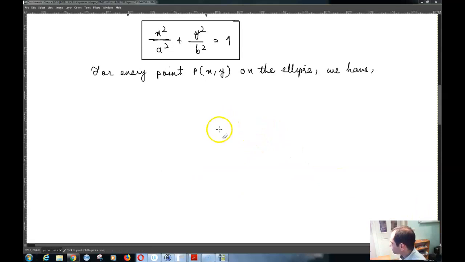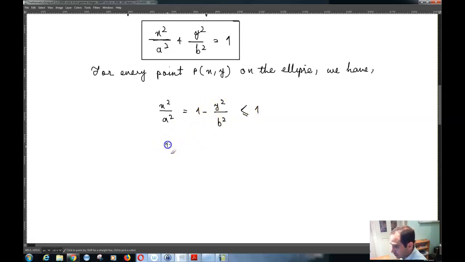Now I can use the same logic over here, and write this equation as x squared by a squared is equal to 1 minus y squared by b squared, and that is less than or equal to 1.